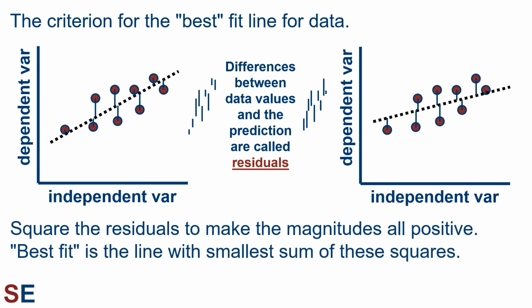To put a number on this, we square the positive and negative residuals to make their magnitudes all positive, and then we sum them all up. The best fit line is then the line with the smallest sum of these squared residuals. It's the straight line that gets the closest, in general, to the data values. Working with sums of squares is something that is very common in statistics, and if you've done statistical tests like the chi-squared or the ANOVA, you've seen this approach before. The companion video to this one goes into more details about these calculations.